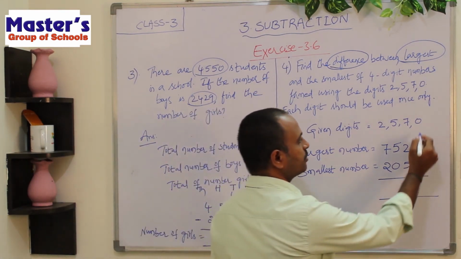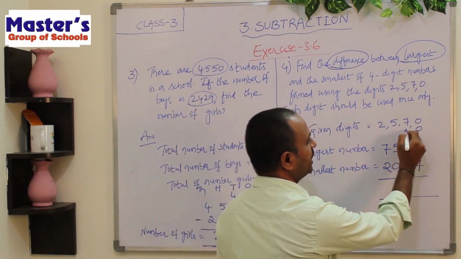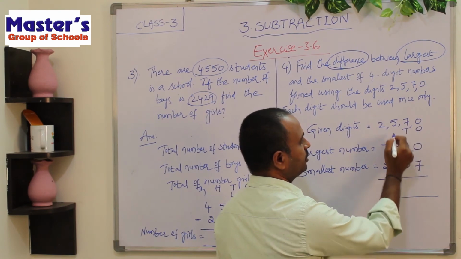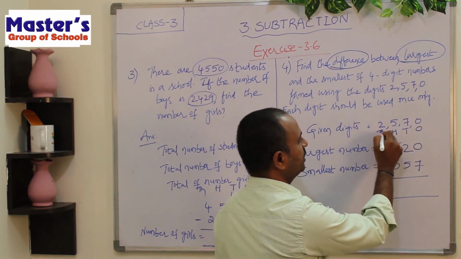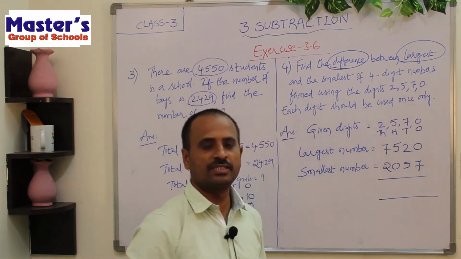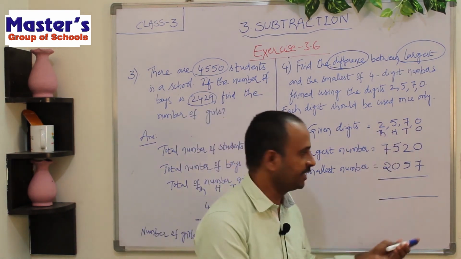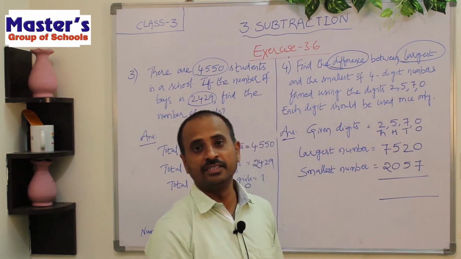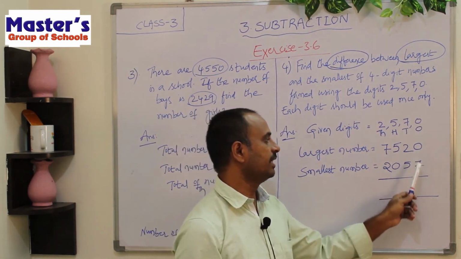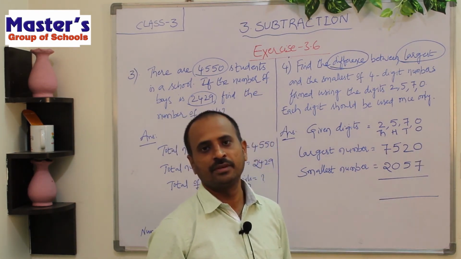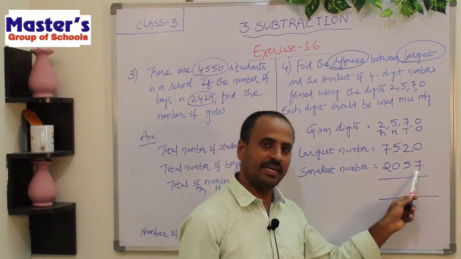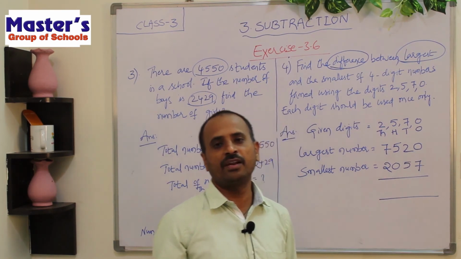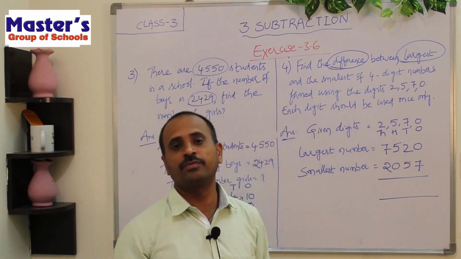So these are in ones place, 2 and 5 are in tens place, 5 and 0 are present in hundreds place, 7 and 2 are present in thousands place. So now do the subtraction. Let us start subtraction from ones place. What are the digits present in ones place? 0 and 7 are present in ones place. So we cannot subtract 7 from 0 because 7 is greater, 0 is smaller. We cannot subtract greater from the smaller.